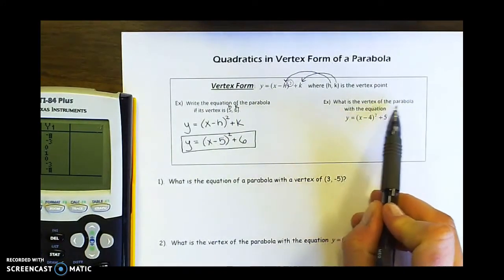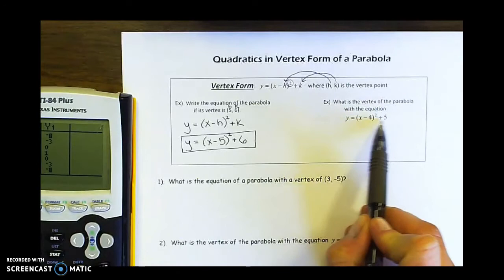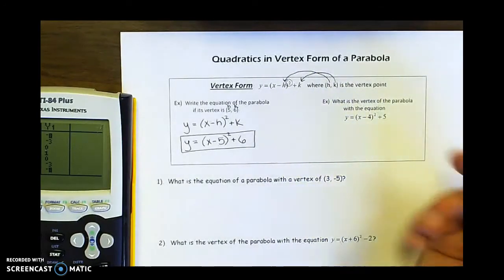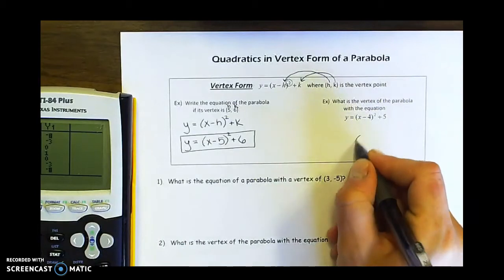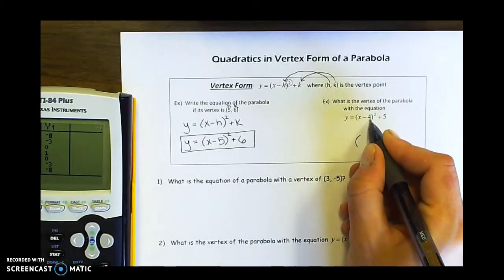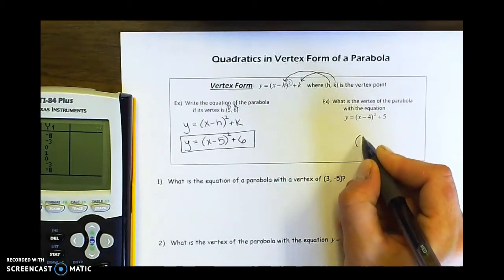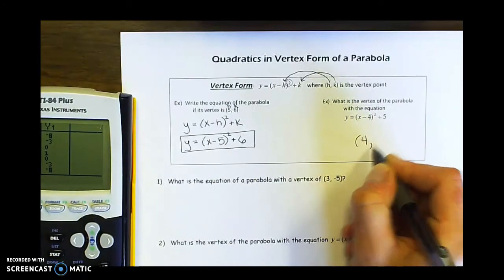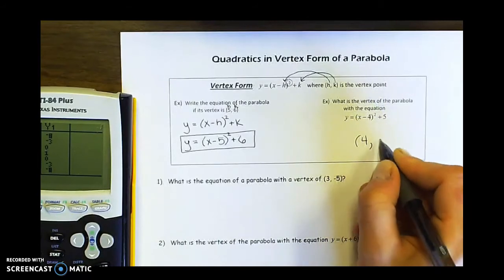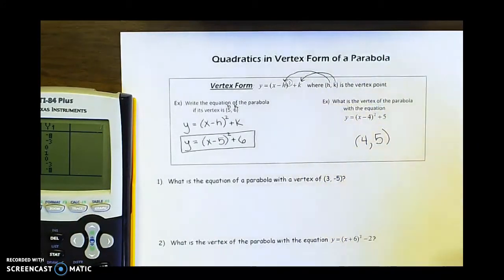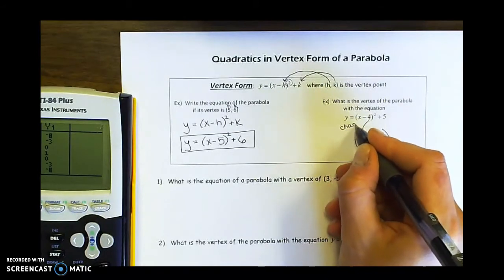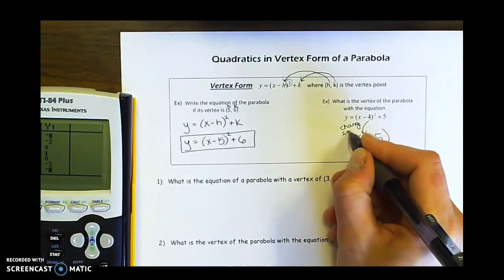What is the vertex of the parabola with the equation given? All right, so we know this is a parabola because our x is being squared. It's in vertex form, so I'm going to take the 4. Since I'm taking it out of parentheses, I'm going to change its sign. So since it's a -4, now it becomes a +4. In the k, there's no parentheses there, so it stays a 5. So remember, just for the x, you have to change the sign.